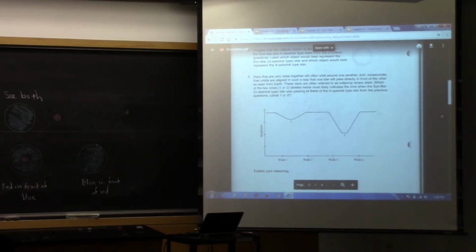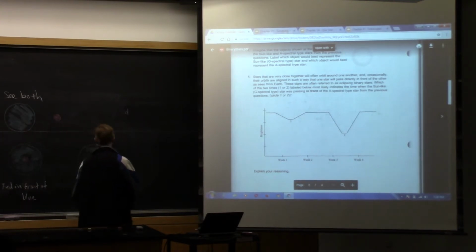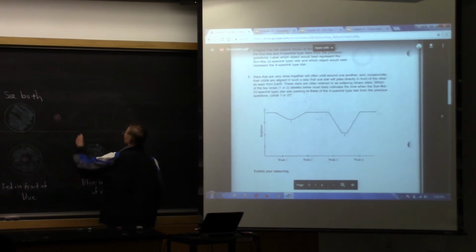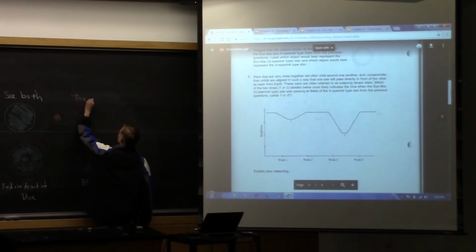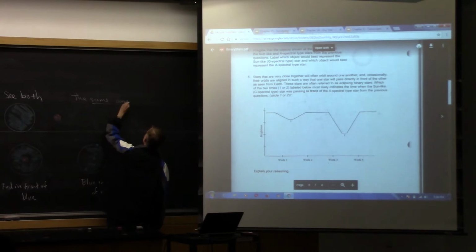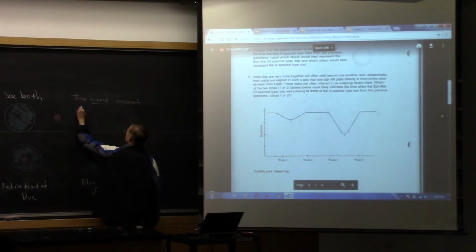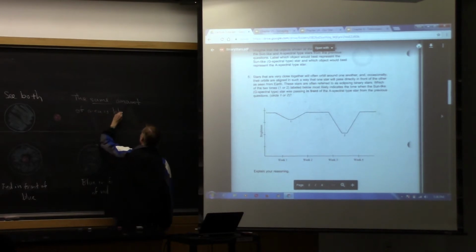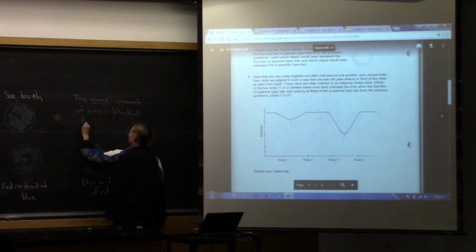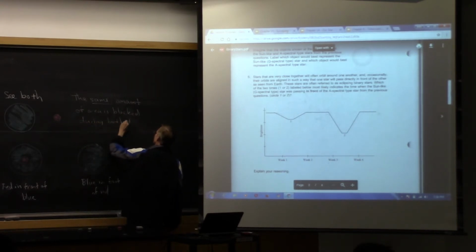I want to write that down with a piece of chalk that is not that one. Okay, so the same amount of area is blocked during both types of eclipses.